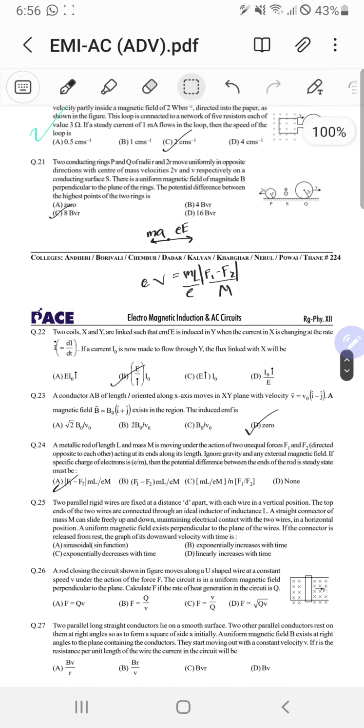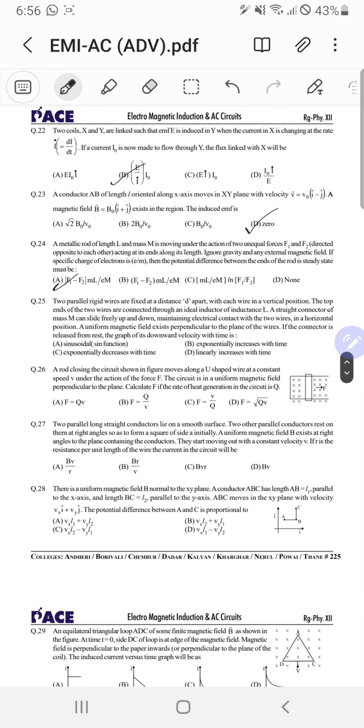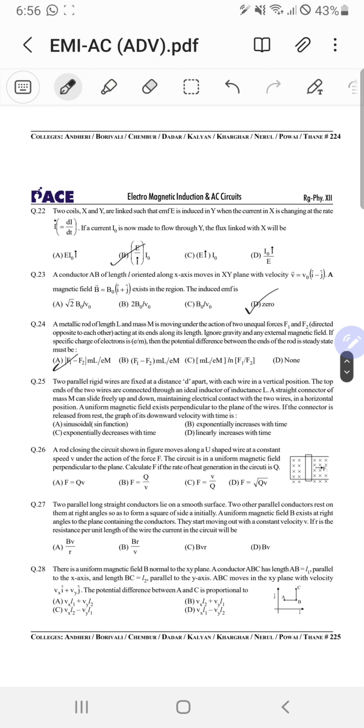Okay, next question. This was a nice question, really. I mean, it's weird that you just accelerated a rod and suddenly there are potential differences in it. It is weird. Okay, whatever, next question.